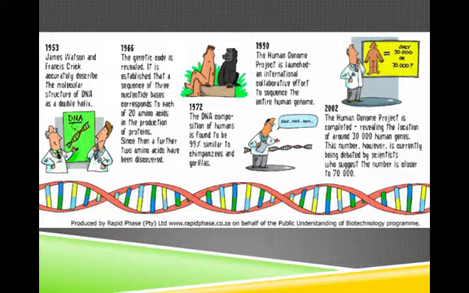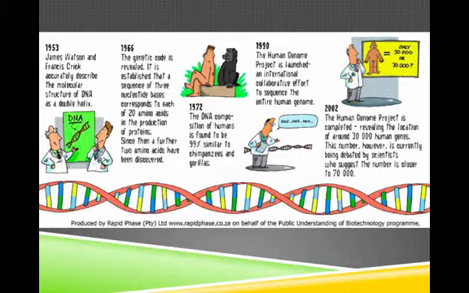And in 1966, the genetic code was revealed, meaning that they determined for every 3 nucleotide bases, there was 1 amino acid produced. We'll talk a little bit more about this in the next couple days. In 1972, the DNA composition of humans was found to be 99% similar to chimpanzees and gorillas. We were even more closely related to chimps and gorillas than monkeys were to chimps and gorillas.